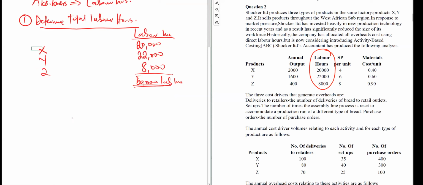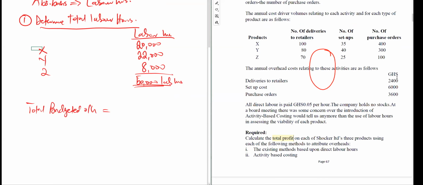But now we need our total overheads, right? So we need our total budgeted overheads. So total budgeted overheads was how much? Okay, we have it here, right? As 2,400 plus 6,000. You can also rearrange it, plus 3,600. So the total overheads is how much? So it's all up to you as to how you want to do it. Let's add the overheads up.